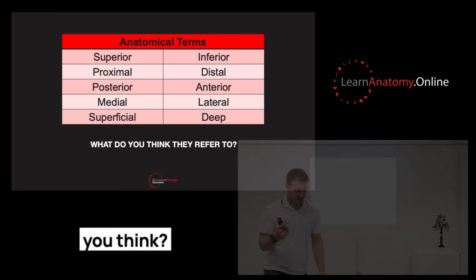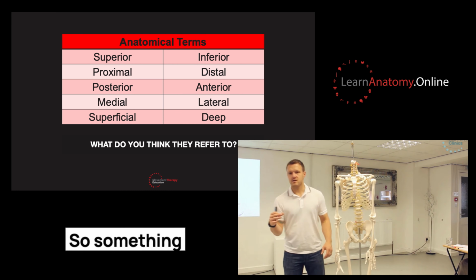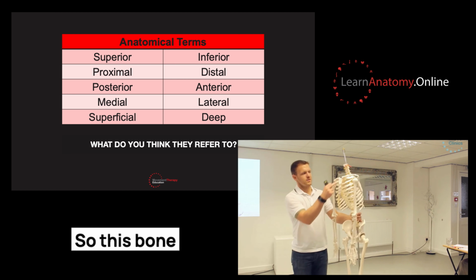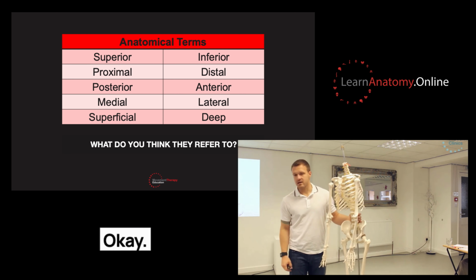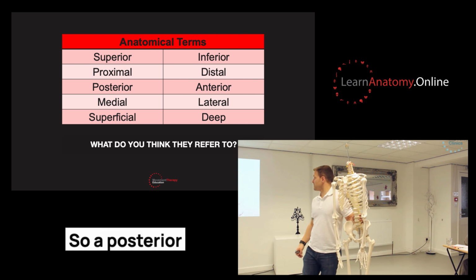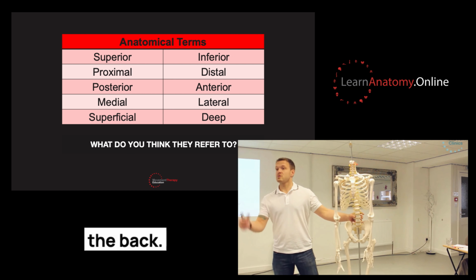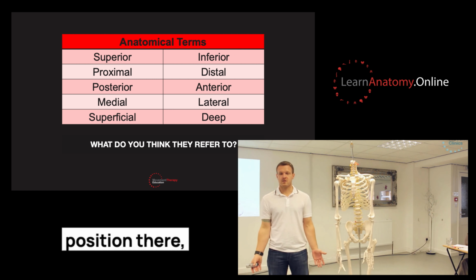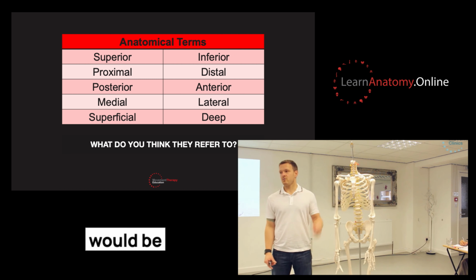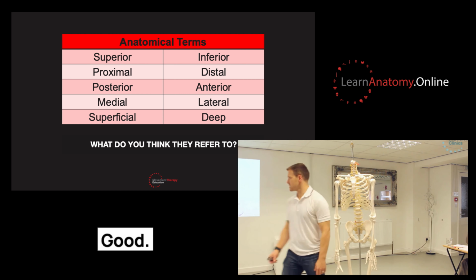What do you think superior might be? Higher, yeah, good. So something that's higher than something else. So this bone here would be superior to this bone here. Okay, good, yeah. So posterior, what do you think that might be? Towards the back, yeah, okay. So remember the anatomical position, in that position there, something that is posterior would be towards the back in the anatomical position, yeah, good.